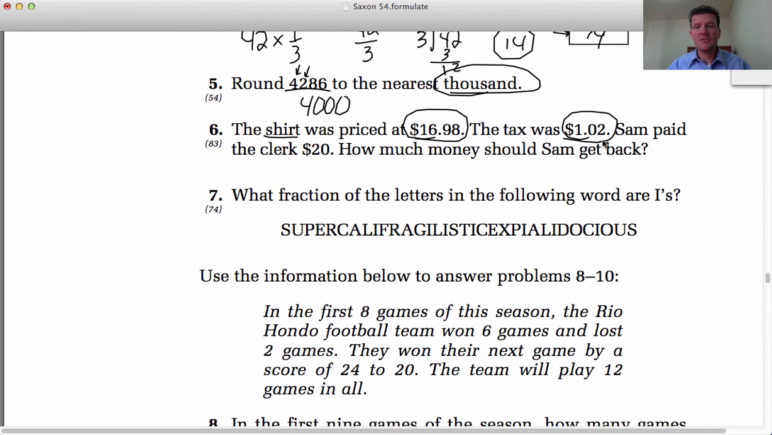The shirt was priced at $16.98. The tax was $1.02. He gave the clerk 20. How much money should he get back? So you want to do this. $16.98 plus the tax of $1.02.